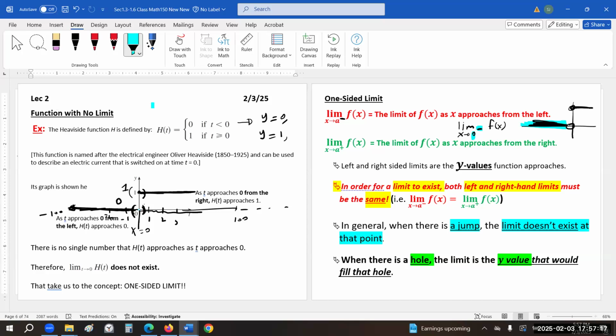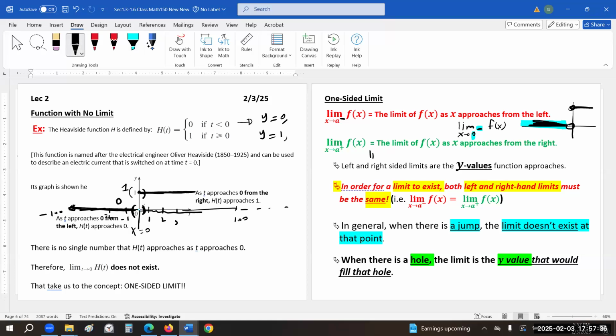And then we see what is happening to the y value. So when you observe a one-sided limit on the left side, our y value is going toward 0. So y value is 0 for all the left side points of 0.